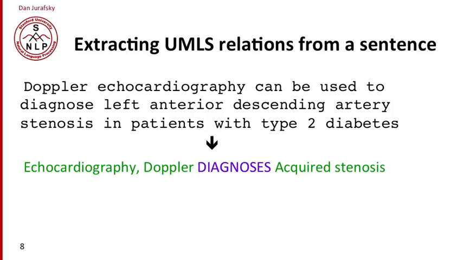So for example, the sentence, Doppler echocardiography can be used to diagnose left anterior descending artery stenosis. We might extract from that sentence a relation of diagnosis between this technique and this stenosis.